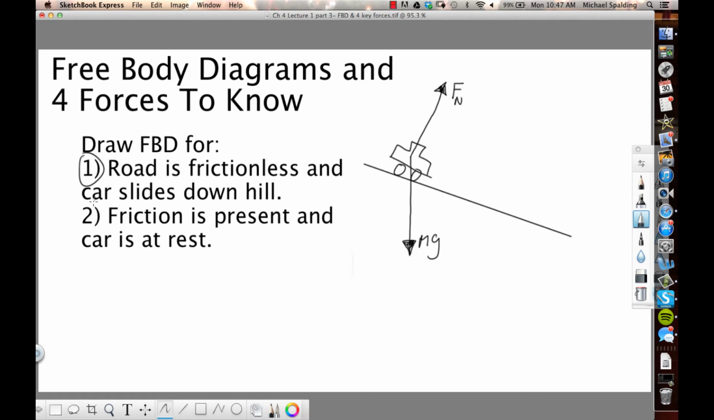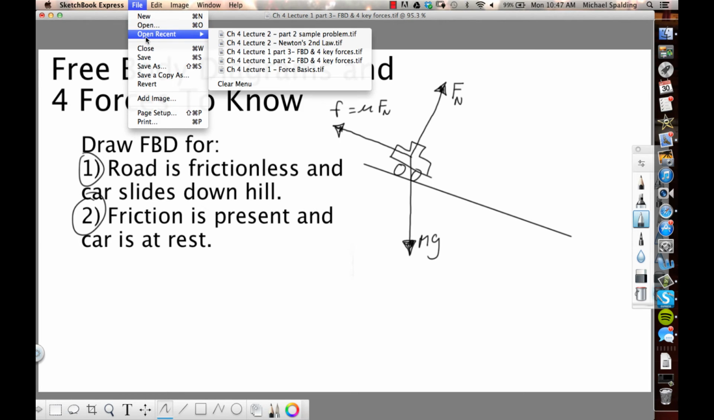Now for the second situation, we just add one force. If friction is present, which way is friction going to be acting? Which way does the car want to move? It wants to go down the hill, so friction acts up the hill, and friction is always parallel to the surface. So there's friction, and friction is mu times the normal force. The whole point of this screen is just so you can see that free body diagrams show the forces on an object.